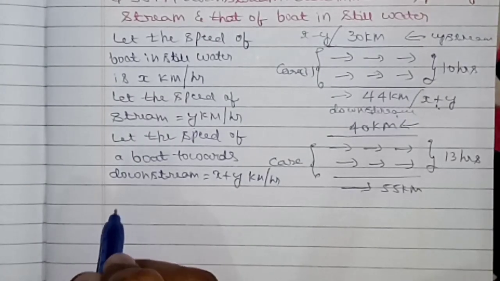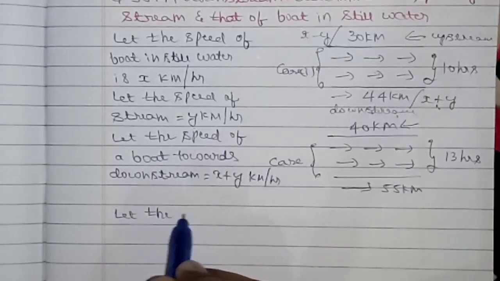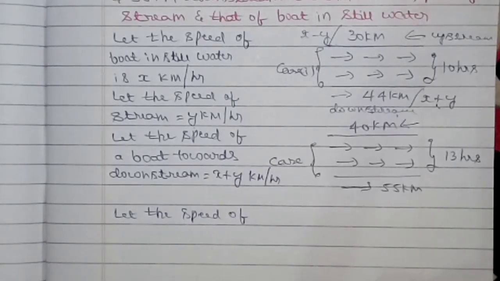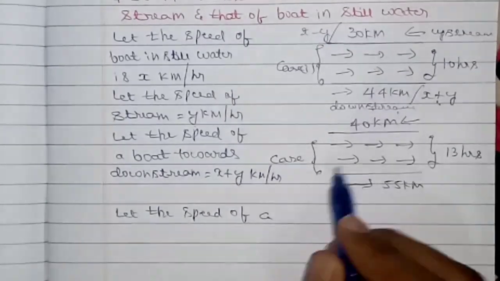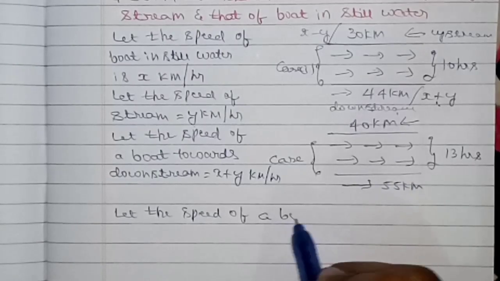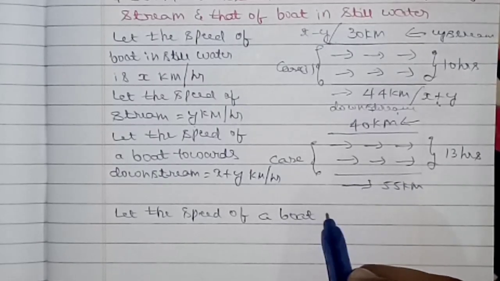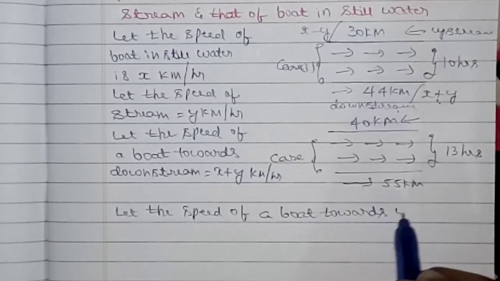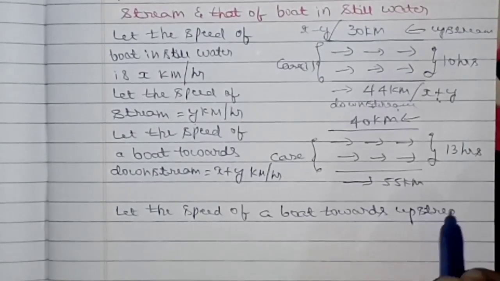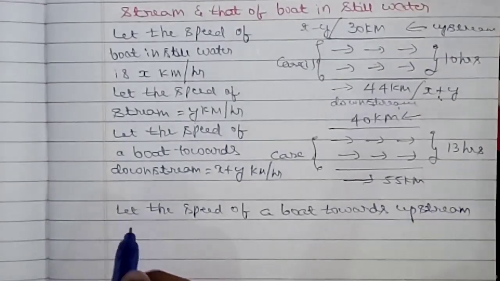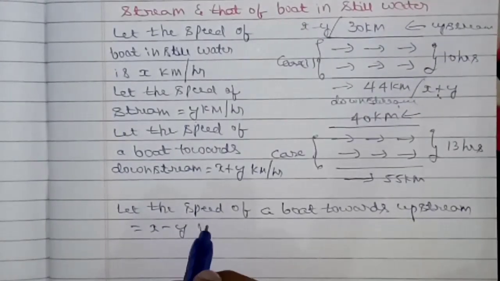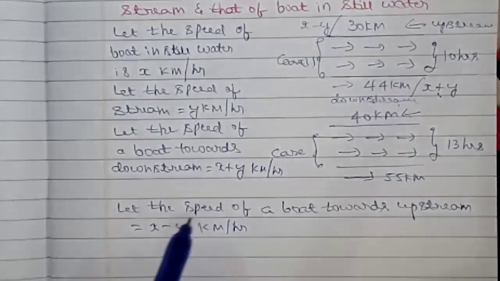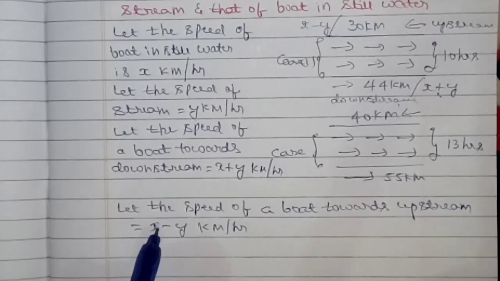Now let me write, let the speed of a boat towards upstream equal x minus y kilometer per hour. So for downstream you need to add, for the upstream you need to subtract, right, children?